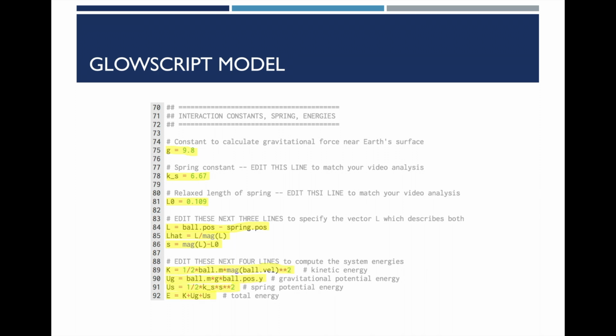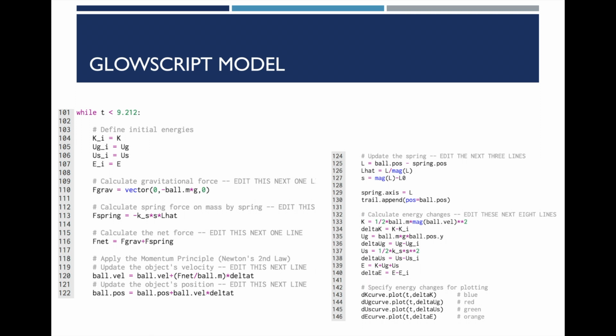In the next set of lines, the equations for energies described earlier are written into the code, including the total energy, which is just the sum of all the energies. Now the loop can be updated. The total time the observations ran for was 9.212 seconds, so that is the first thing that needs to be updated, followed by the initial energies. Then the forces need to be described. The gravitational force is written how it was calculated in the previous slides, and the same for the spring and net forces. Then the new velocity of the mass can be written from Newton's second law, and the new position is given from the updated position formula.